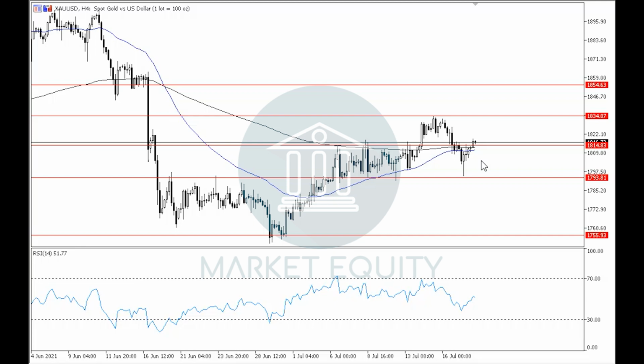This uptrend will continue unless the gold breaks down through level 1793, and by holding above it, it will target level 1834 and then 1854 as primary targets in the current uptrend in the 4-hour time frame.